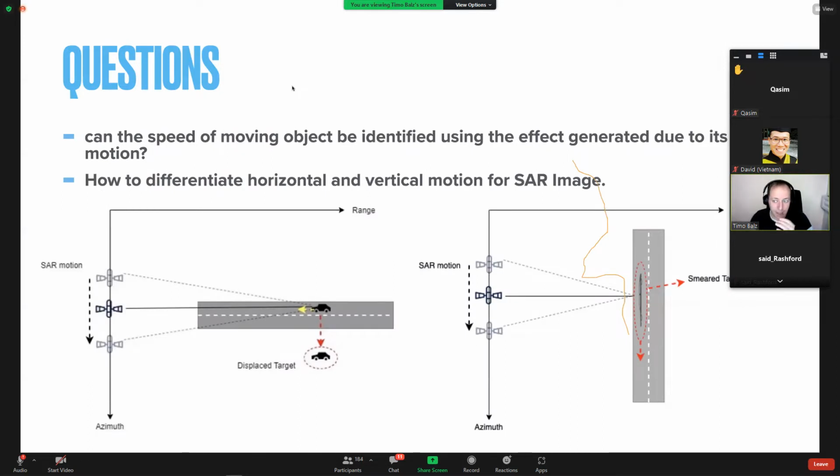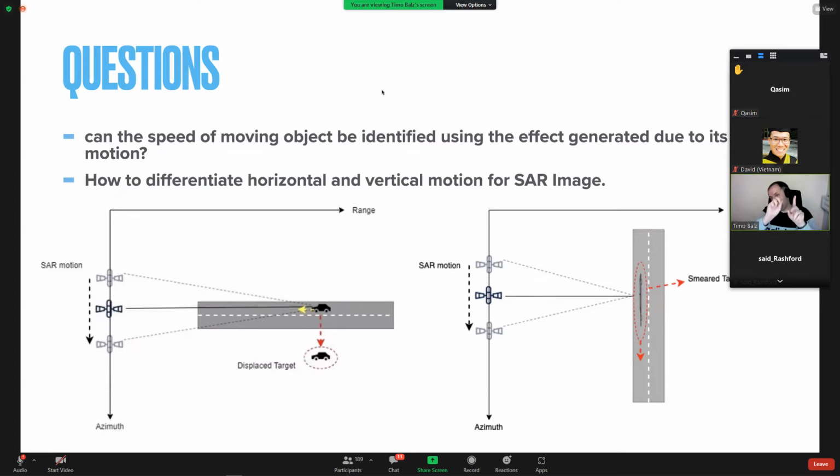Okay, now another question that is very great for me to answer. That is the speed of moving objects. Can the speed of moving objects be identified using SAR? And how to differentiate horizontal and vertical motion?